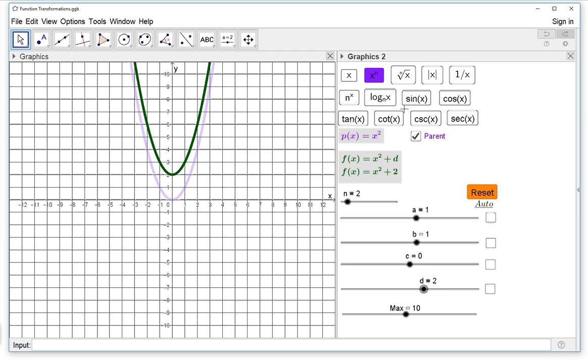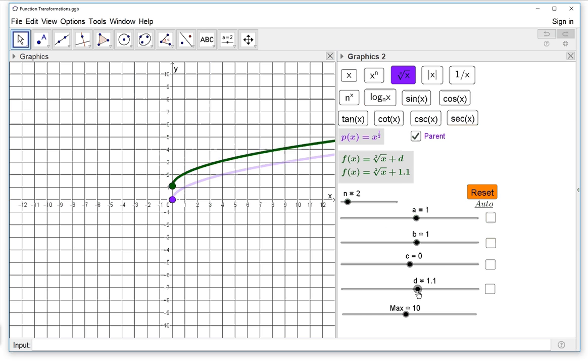Vertical shifting is probably the easiest to learn, even though it's the last one we're learning. We're learning it last because it's the last in the order when you do transformations. Let's look at square root of x. Again, when d is equal to 2, all the x values stay the same. The y values move up 2.